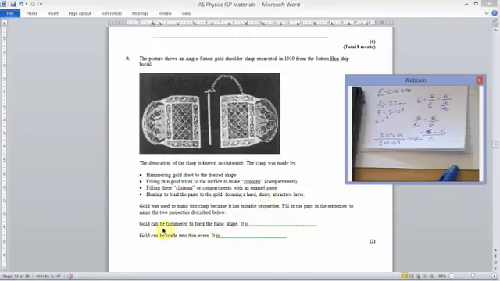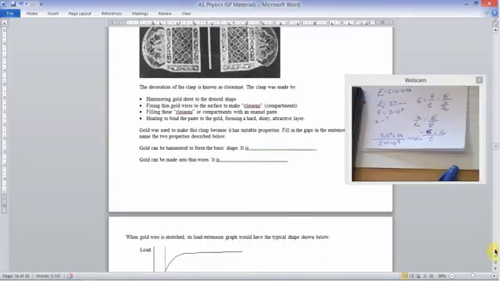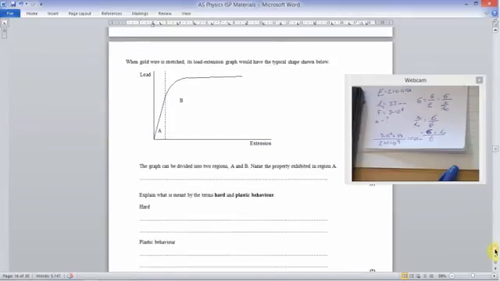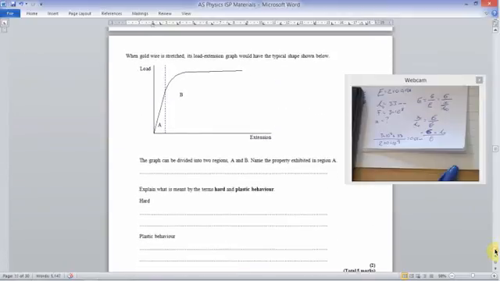So, gold can be hammered into shape to form its basic shape. So that means that it's malleable. If it can be hammered into shape, that's malleable. Gold can be made into thin wires. That means it's ductile. Ductile is drawn into wires. Malleable means it can be hammered into shape. So we should know that from the GCSE.